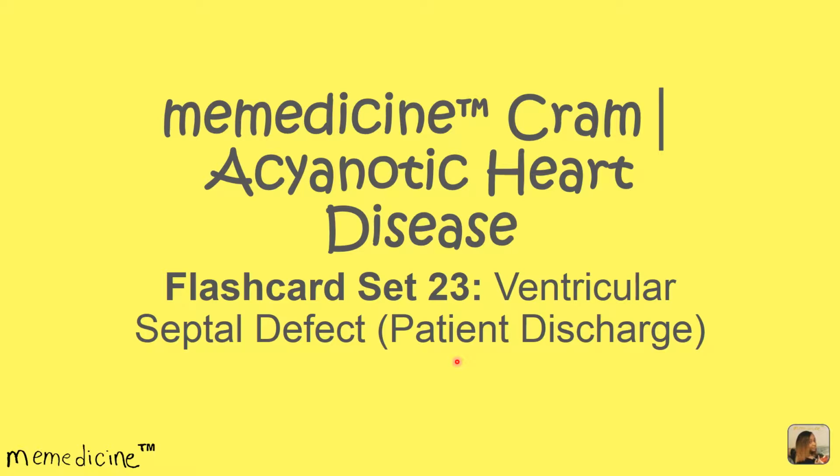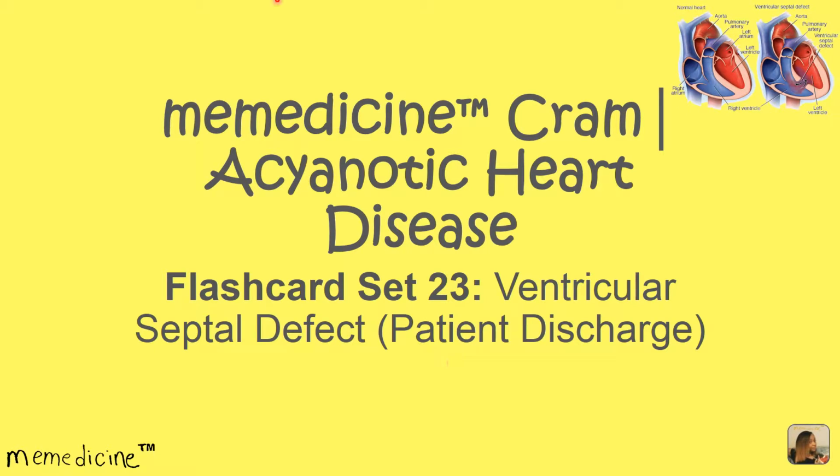Okay, let's just cover a little bit of background before we get into the crux of these cards. A ventricular septal defect, as shown right here, is a defect in the ventricular septum. The ventricles of the heart are always inferior to the atria. Here we see a normal heart. Here we see a VSD. And the ventricular septum is the wall that divides the left and right ventricles of the heart.